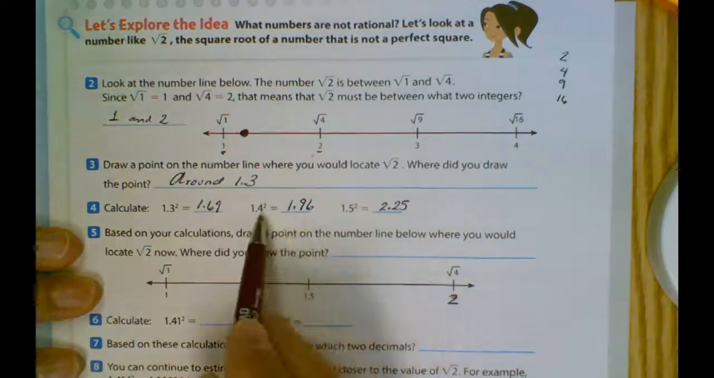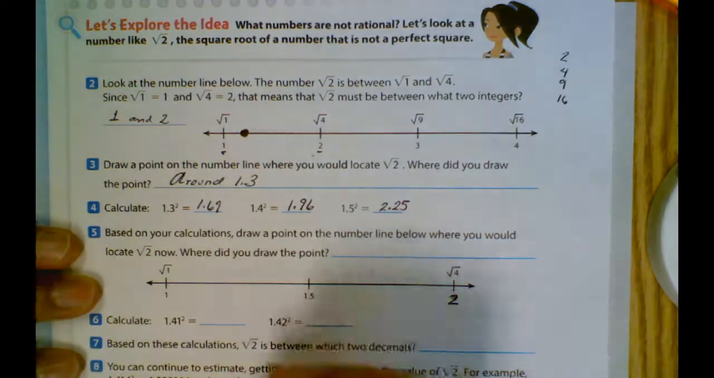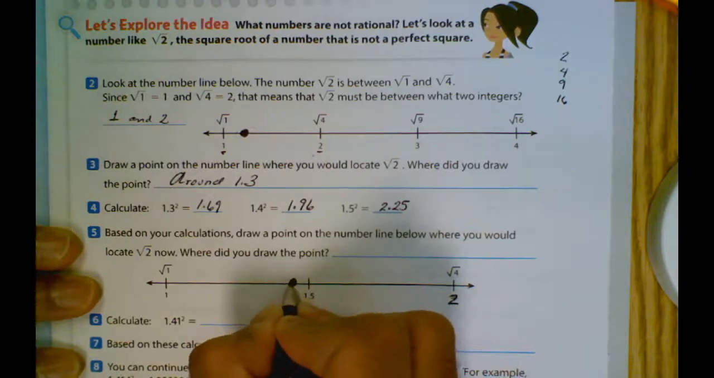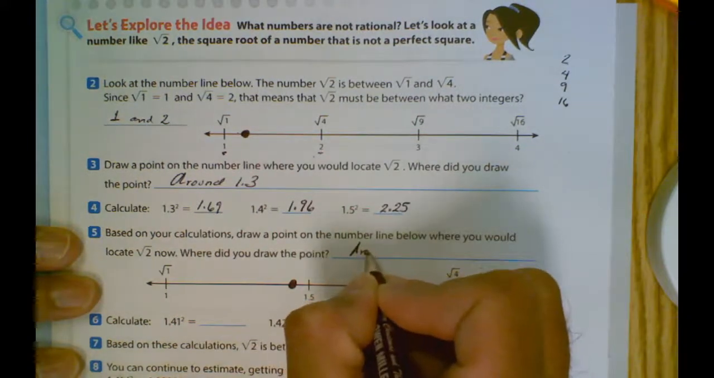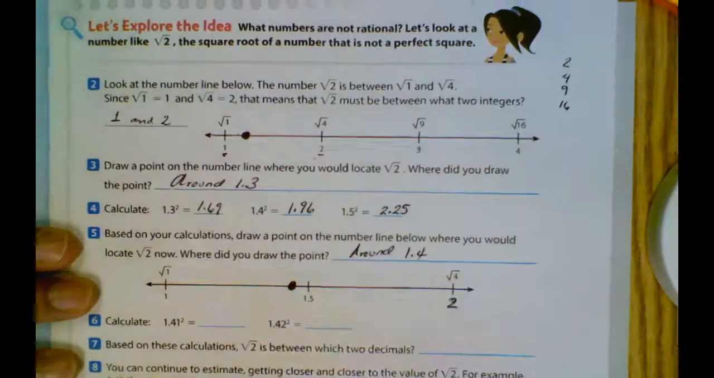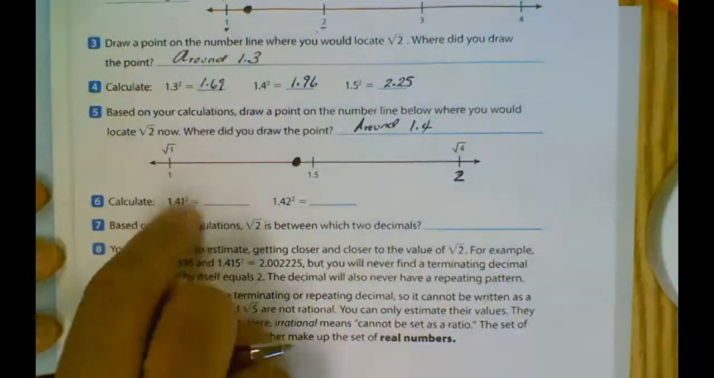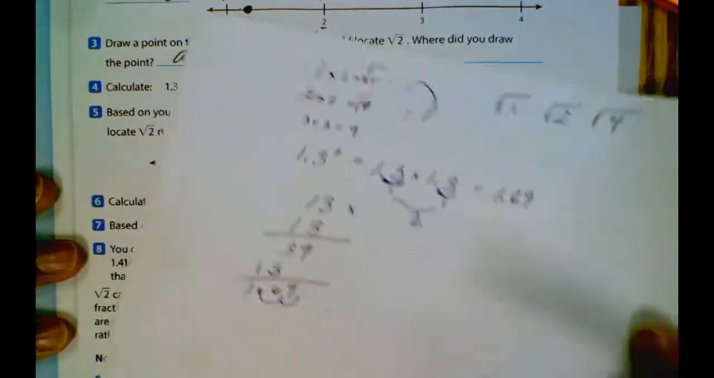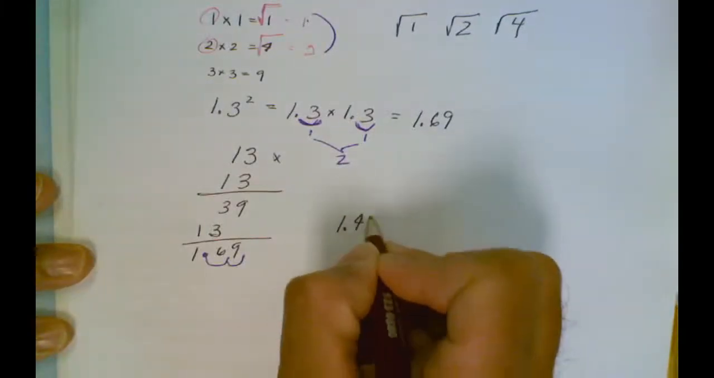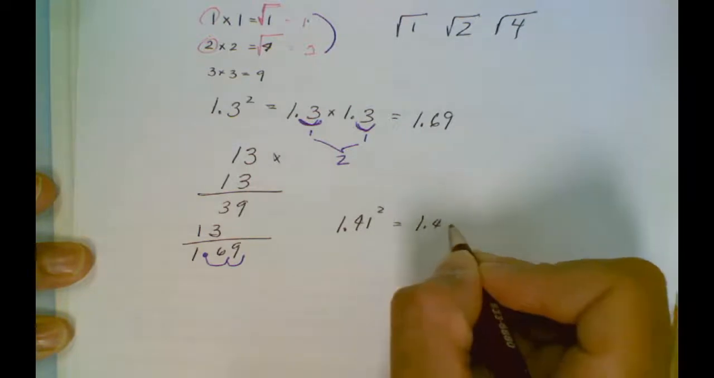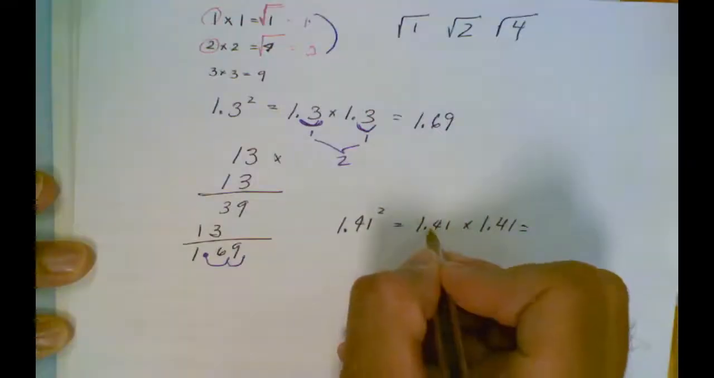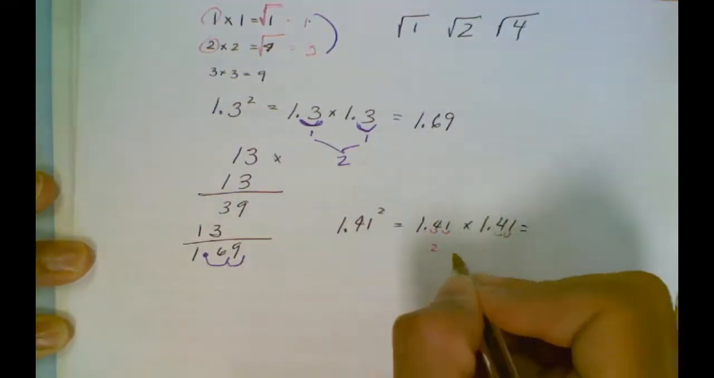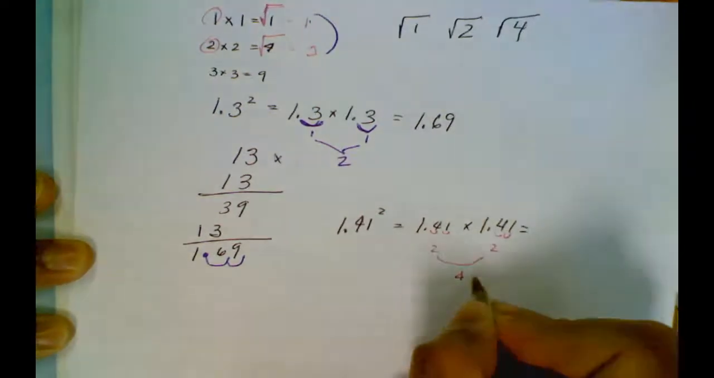So is 1.4 squared, 1.96, close? It's closer to 1.5. So I'm going to draw that one there. And then I'm going to say around 1.4. Now let's calculate 1.41 squared. Remember that you can do exactly the same. 1.41 squared is equal to 1.41 times 1.41. Now look at the decimal places, 1, 2, 1, 2. So when you multiply, you run 4 decimal places. So let's multiply.